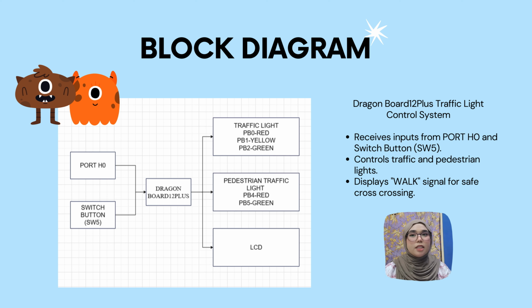This diagram represents a traffic light control system using the Dragon Board 12 Plus microcontroller. It receives input from port H0 and a switch button, switch 5, to control a traffic light, where port B0 is red, port B1 is yellow, port B2 is green, and a pedestrian traffic light, where port B4 is red and port B5 is green. Additionally, an LCD display is used to show a walk signal for pedestrians when it is safe to cross.